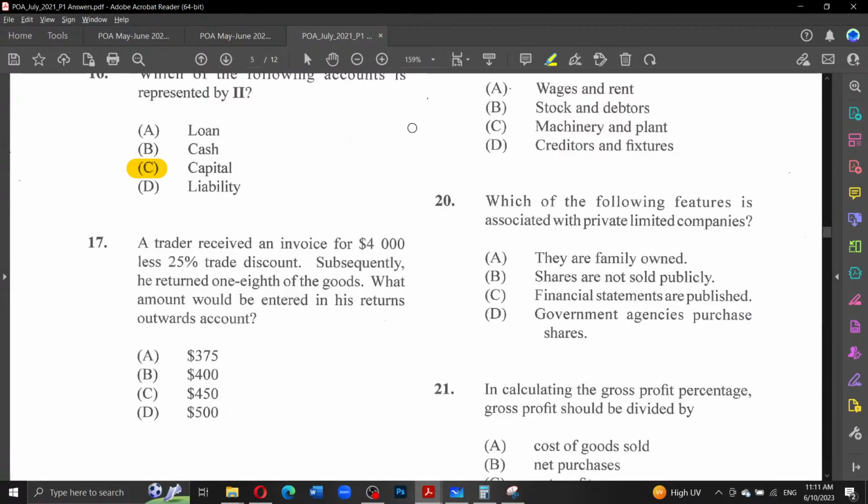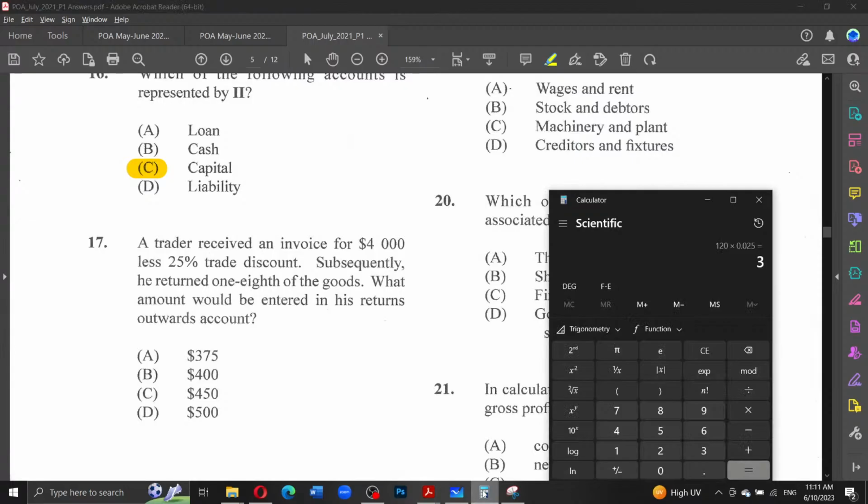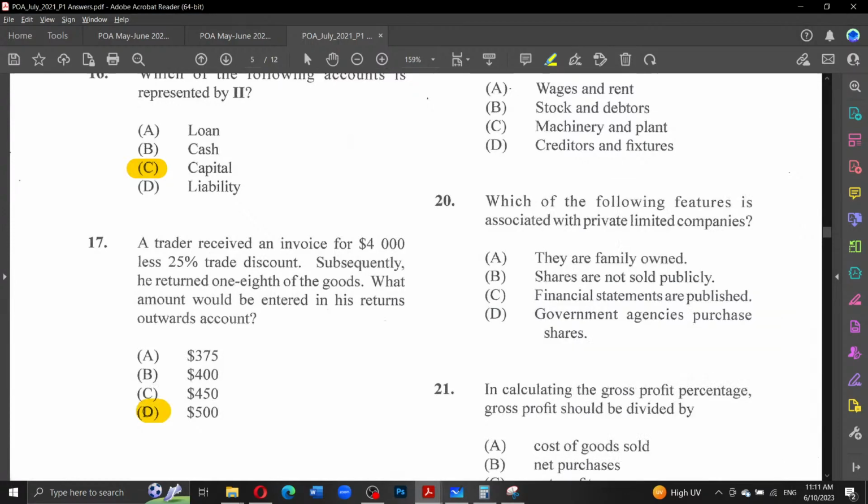A trader received an invoice of $4,000 less 25% trade discount. Subsequently, he returned 1/8 of the goods. So basically, you have $4,000 and you return 1/8, dividing by 8. So the amount that you will return is worth $500.